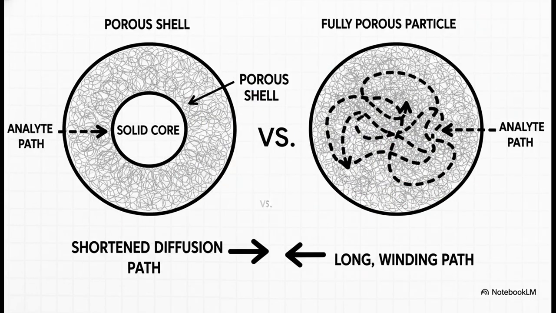And this architecture is an absolute game changer when it comes to mass transfer kinetics. See, the analytes interacting with the stationary phase only have to diffuse through that thin outer shell, not the whole particle. This dramatically shortens their diffusion path, and that has some really profound implications for our chromatographic efficiency.